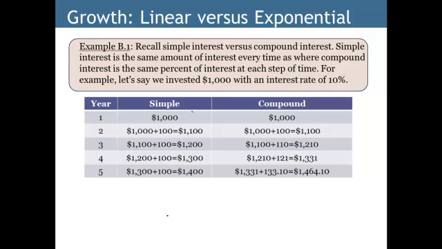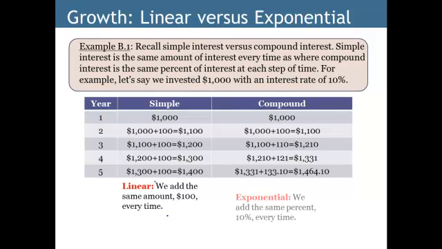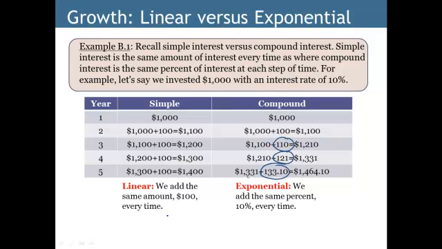So at 10%, 10% of 1,000 is 100. With simple interest, that's the same amount you add every time. So plus 100, plus 100, plus 100, plus 100. That's linear. So this is a very linear growth. You add 100 every time. Compound interest, though, you multiply every time. So we're going to multiply by 10%, multiply by 10%, multiply by 10%. That's why this keeps going up, because 10% of your newer value keeps getting bigger and bigger. And so compound interest is exponential.